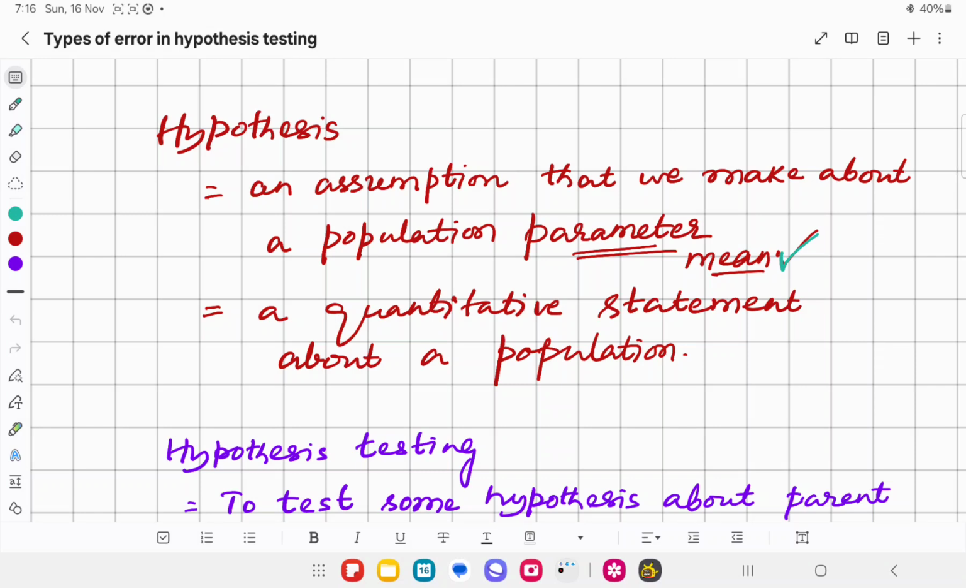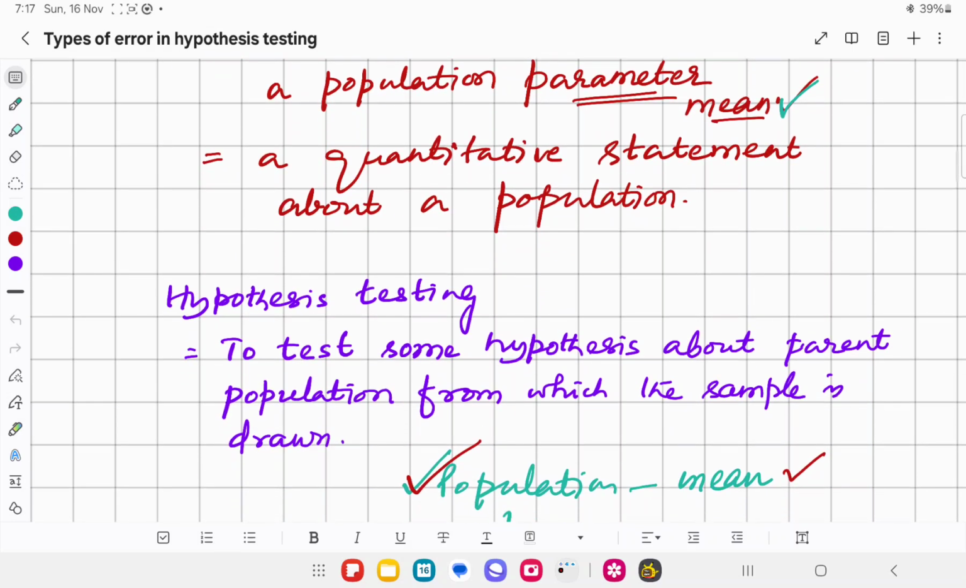Hypothesis is a quantitative statement about a population, where there is an assumption that we make about a population parameter, like mean. It is not possible to do the experiment on the whole population. We take a sample population and do the experiment. So in hypothesis testing, we test some hypothesis about a parent population from which the sample is drawn.